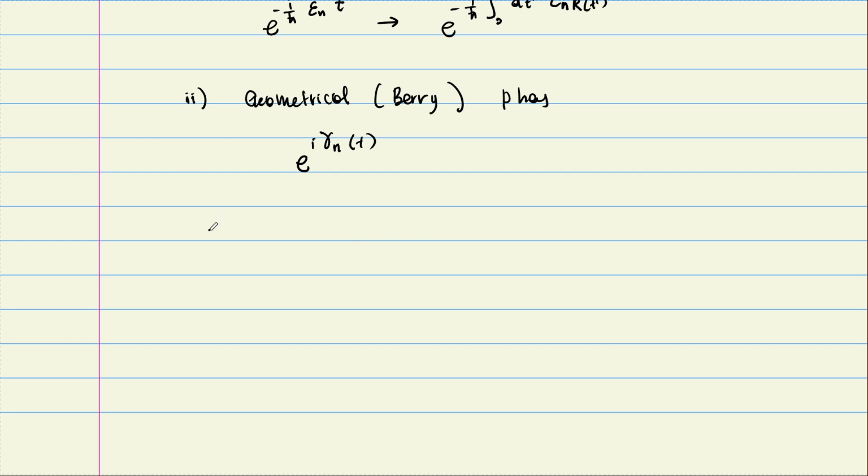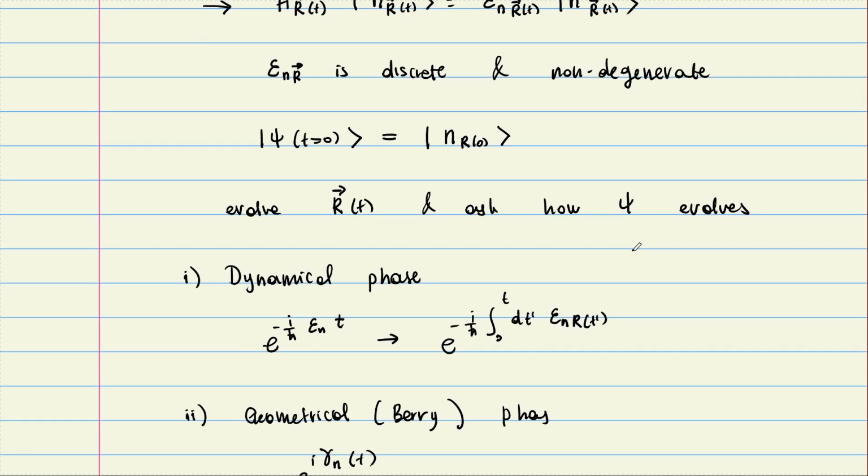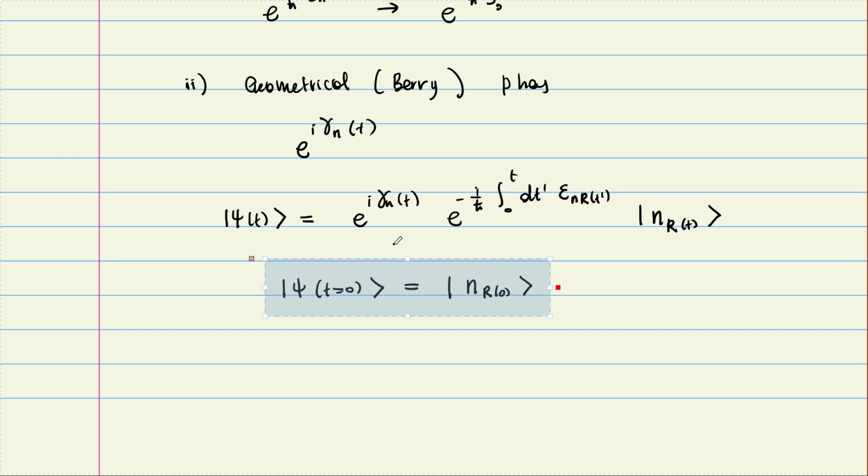So then overall psi(t) is going to be e^{iγ_n(t)}, that's the geometrical phase, times e^{-i/ħ ∫_0^t dt' ε_n(R(t'))}, and also this |n(R(t))>. So what we are saying is, okay, let me also pull that down. Maybe this is a little bit up.